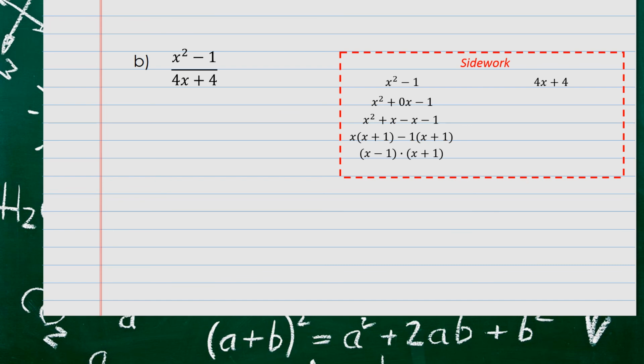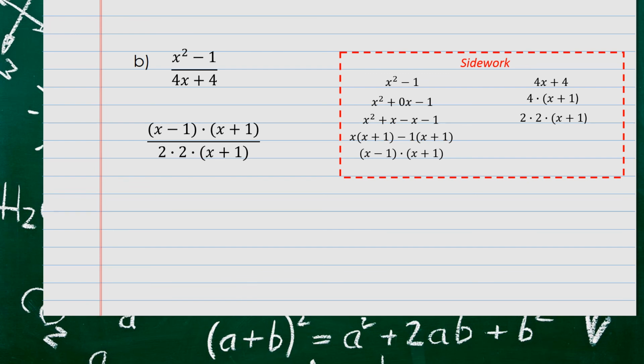Now we're going to factor the denominator, 4x plus 4. So again, we always ask ourselves, do they have anything in common? And they do. They both have a 4. So we rewrite it as 4 times x plus 1. But notice 4 can factor again. 4 is made up of 2 times 2 times that x plus 1. Now that everything is completely factored, we rewrite it together as that fraction. So we have x minus 1 times x plus 1 all over 2 times 2 times x plus 1.